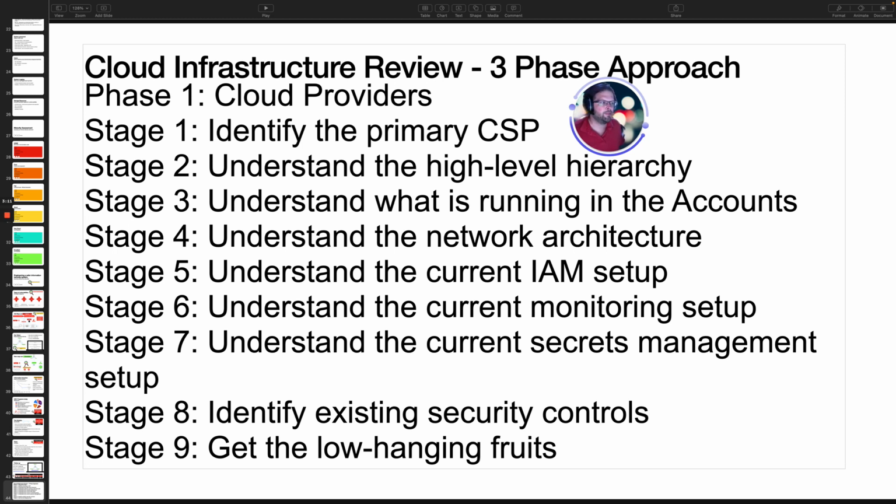Which high exposure and high impact vulnerability or misconfiguration exists in the production environment, right? Then you're gonna move through testing, auditing, and documentation.